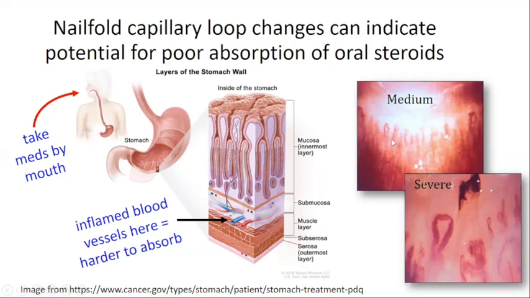And when you remember those nailfold capillary changes, if kids have abnormal capillaries, that probably indicates that the little blood vessels in their stomach are also abnormal, and that it might be harder for medications to go through the stomach lining into those little blood vessels. When you give steroids by IV, they go straight from the skin directly into the blood vessels, so you bypass that absorption that has to happen from the stomach.